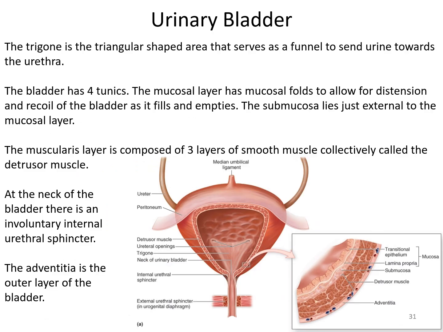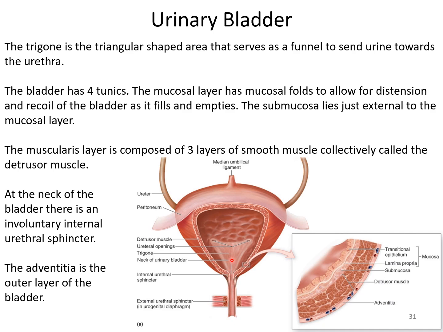At the inferior surface of the bladder, you see this area right here. It's kind of a triangular area. This is called the trigone, and this serves as kind of like a funnel. It allows the urine that's coming in to continually move towards the bottom of the bladder so that it can exit through the urethra eventually.